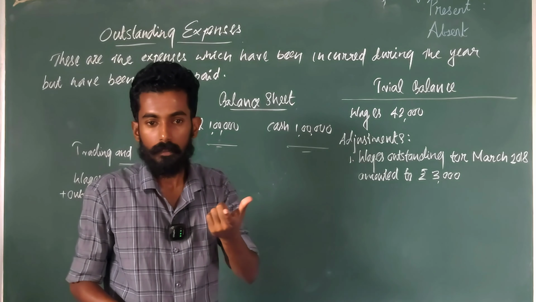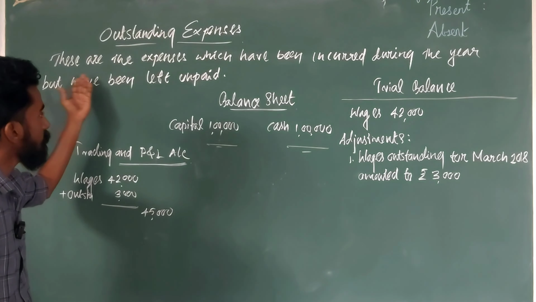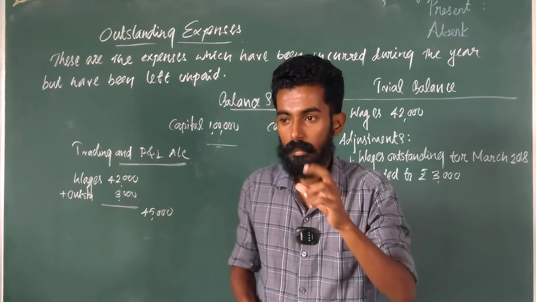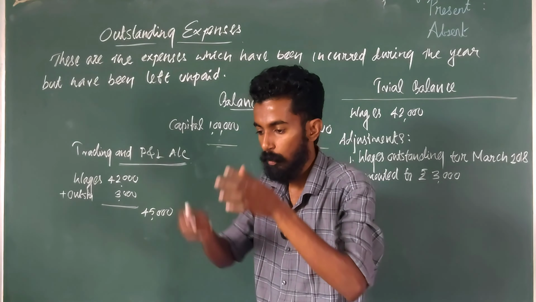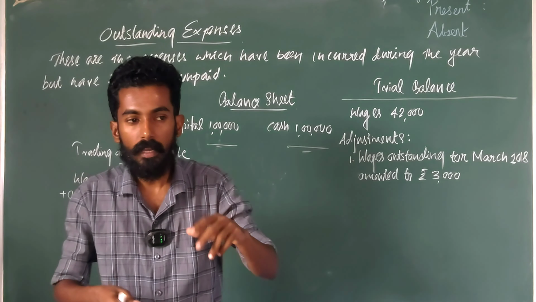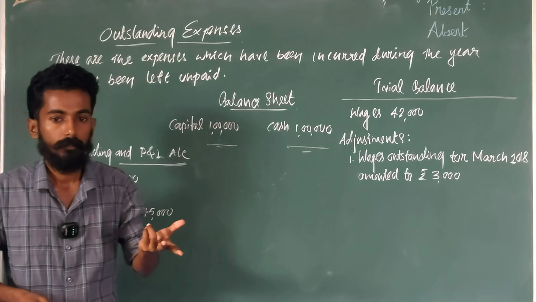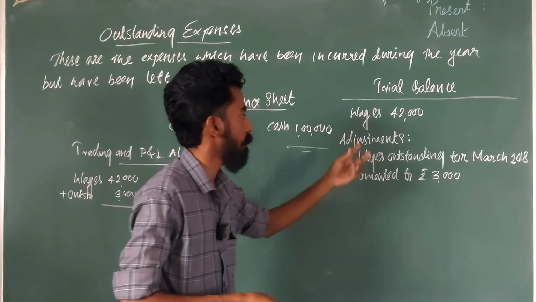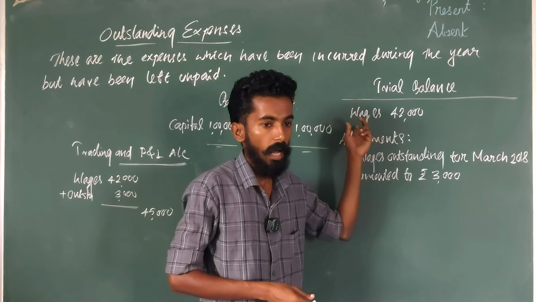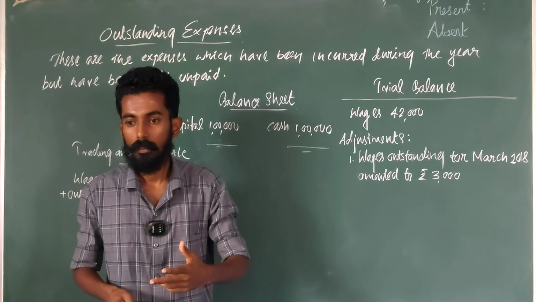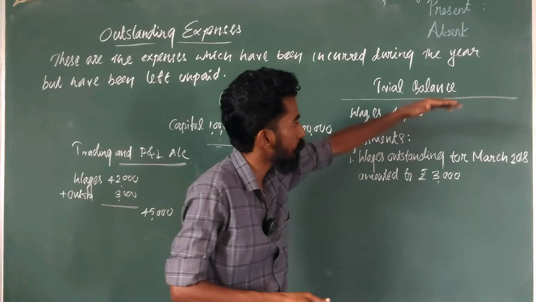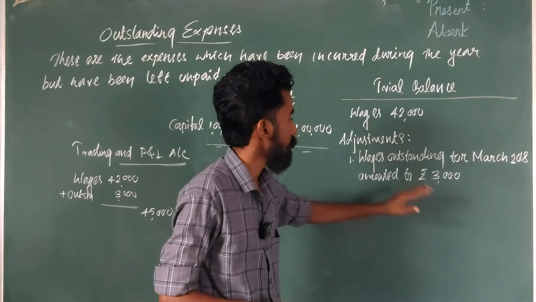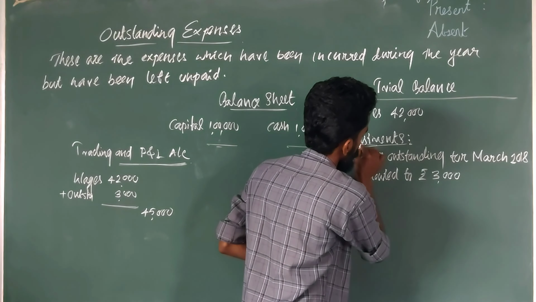Outstanding expense, here is the definition: these are the expenses which have been incurred during the year. That means the expenses arising during the year but still remaining unpaid. Ready? Suppose, for example, I am taking wages. How are we going to get the question? In the question, first of all, you are going to get the trial balance. Here you will get all the balances and some adjustments.